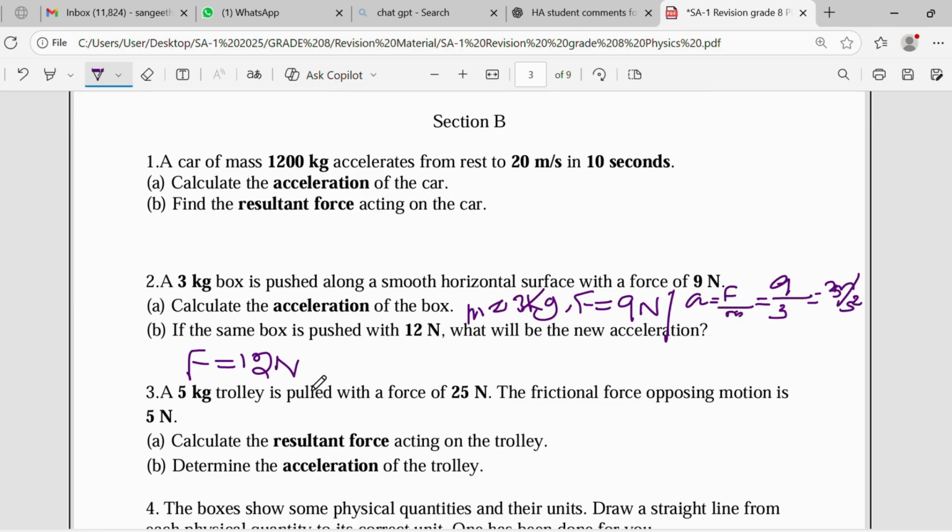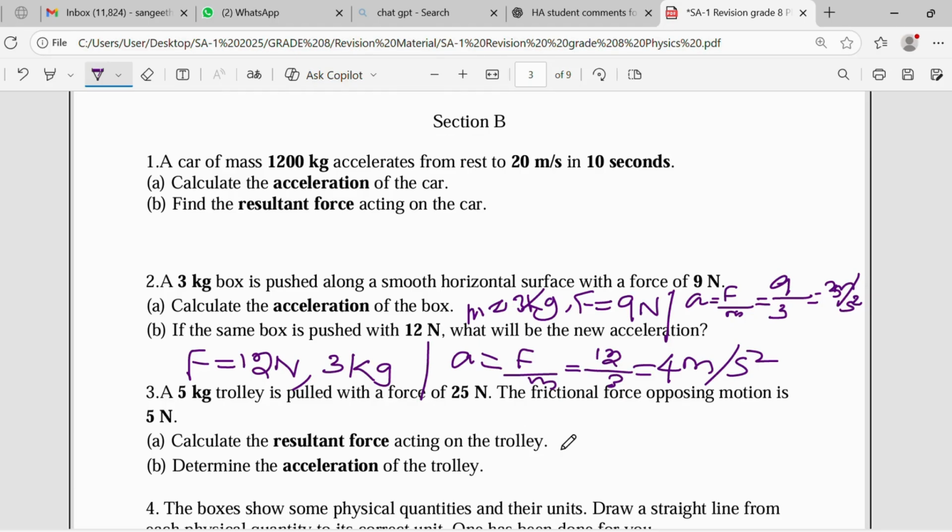All right. So the mass already we have, 3 kg. So the new acceleration a equal to force over mass, which is equal to 12 divided by the mass given as 3. So 12 divided by 3 equal to 4 meter per second square. Okay.